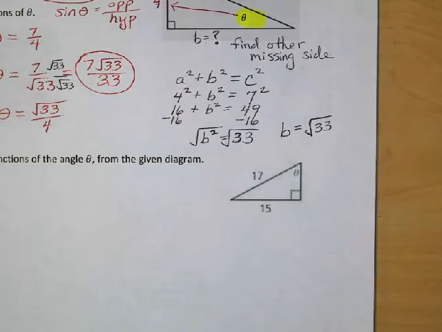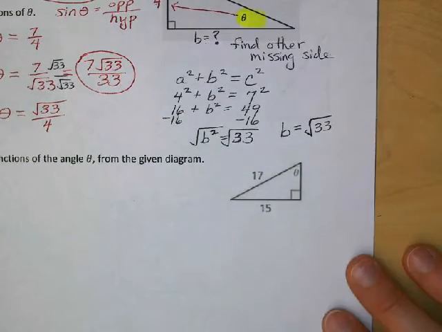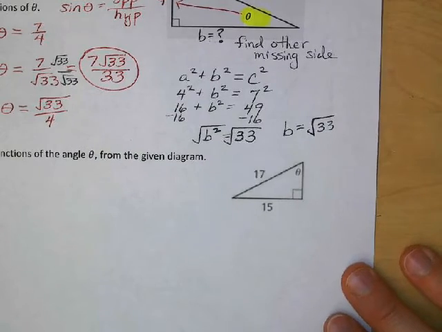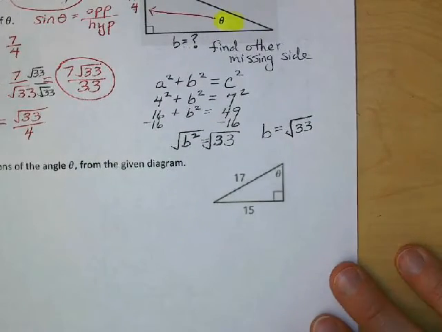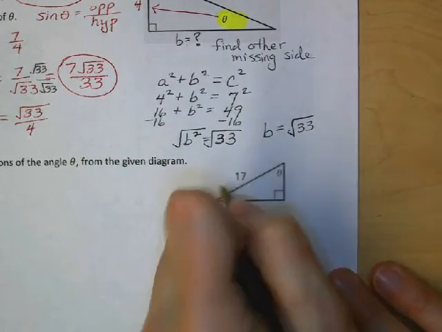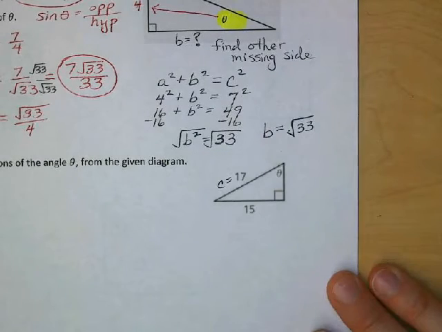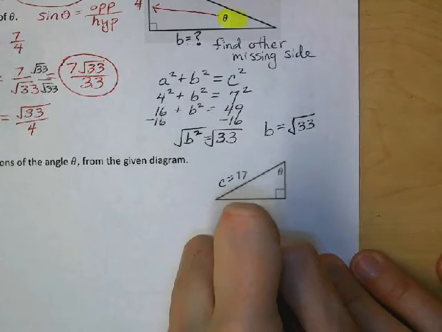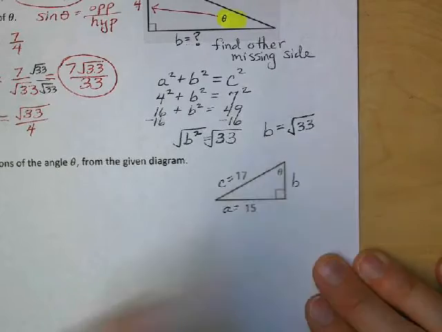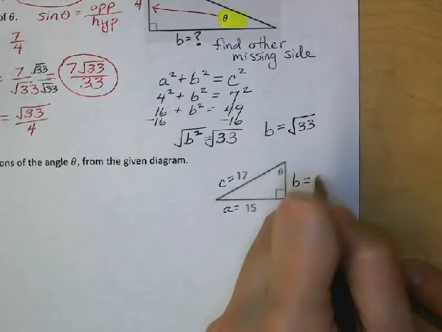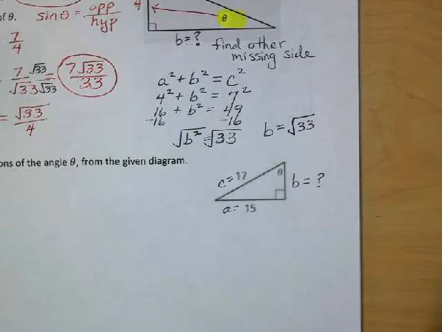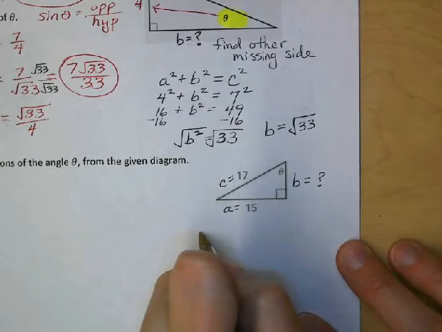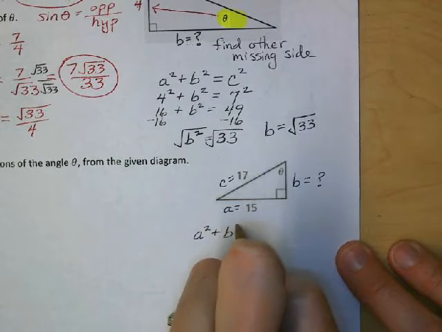Which side's the hypotenuse? Which number's the hypotenuse? 17. Yep, that's C. Now 15, you could call that A or B. It really doesn't matter. So let's say this is A, and you have to figure out what B is. We don't know the B part right now, so you have to do your Pythagorean theorem again. A squared plus B squared equals C squared.